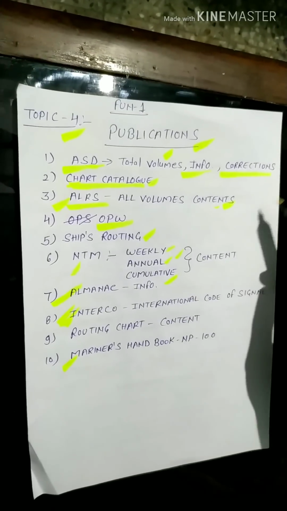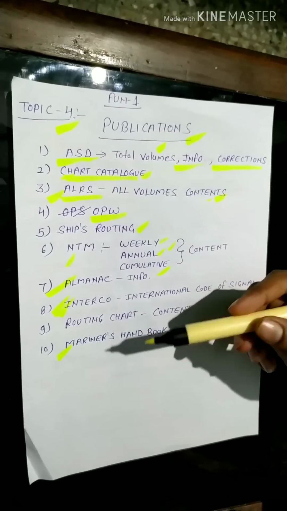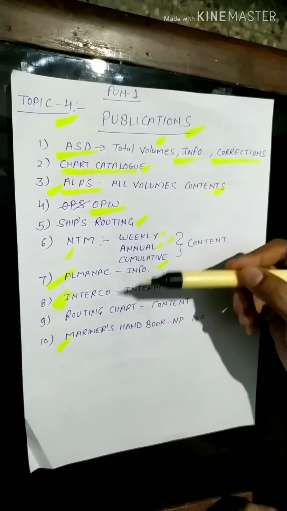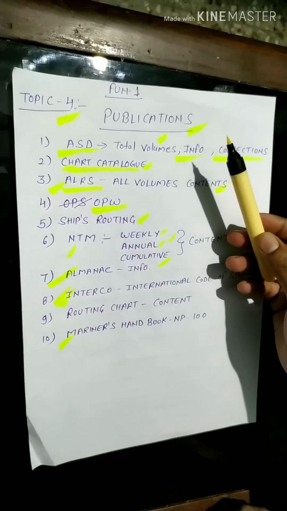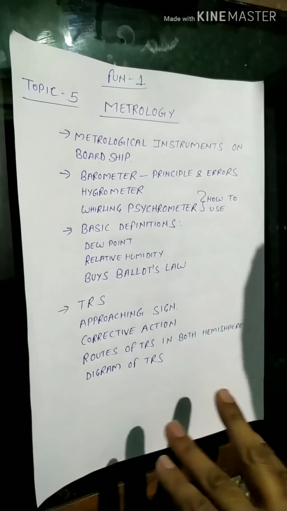These all important publications are there, that you have to learn. Only these publications are there, the surveyor asks from these only 10 publications. If you learn all these 10 publications, the publication part will be clear. Next topic is meteorology.